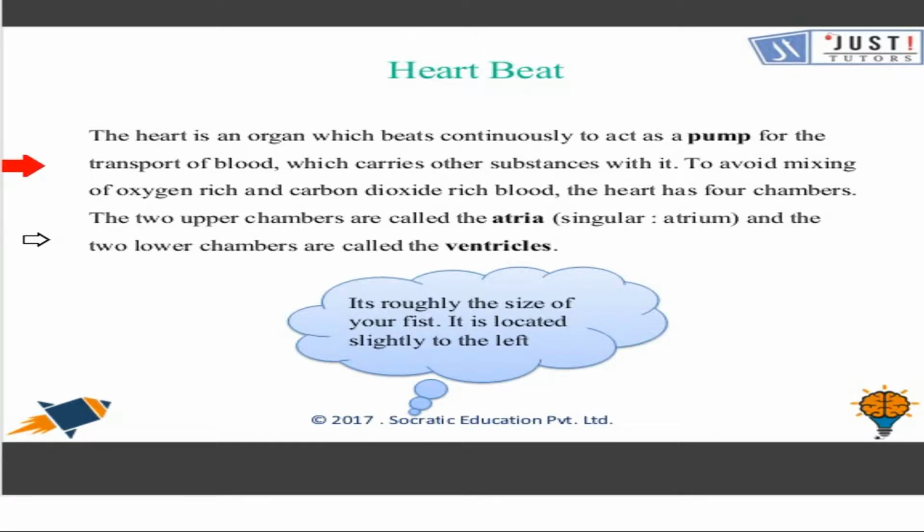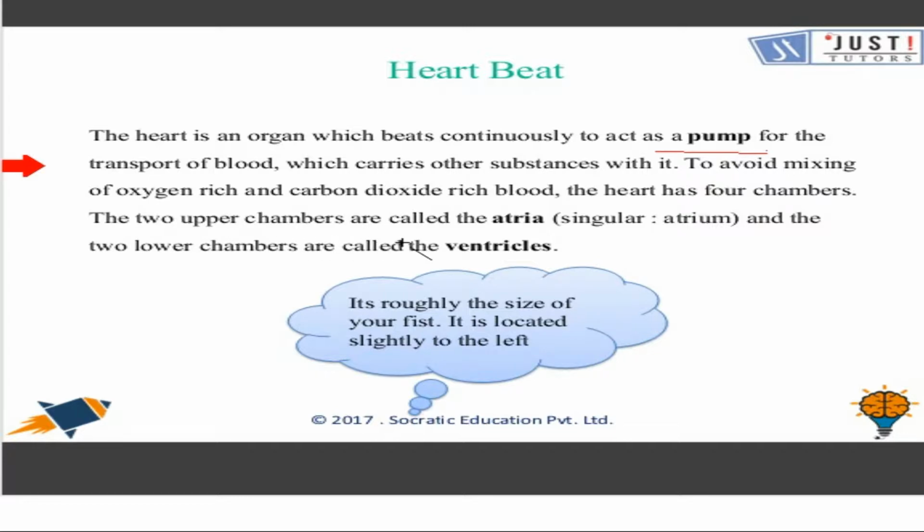The heart is an organ which beats continuously to act as a pump. So it works as a pump that pushes the blood continuously for the transport of blood, which carries other substances with it, to avoid mixing of oxygen-rich and carbon dioxide-rich blood. The heart has 4 chambers. So again, the heart has 4 chambers that help to distinguish oxygen-rich and carbon dioxide-rich blood.